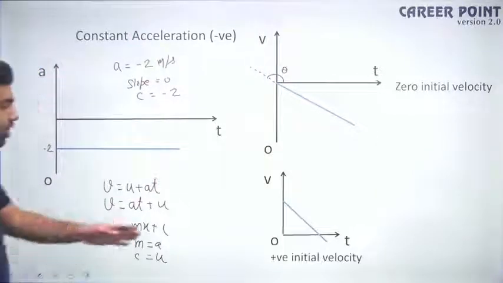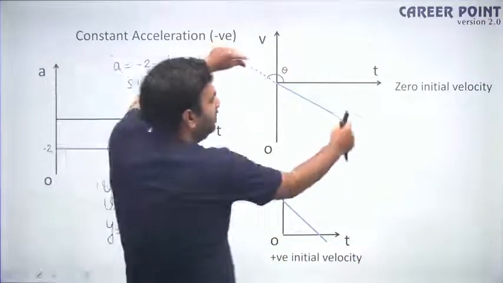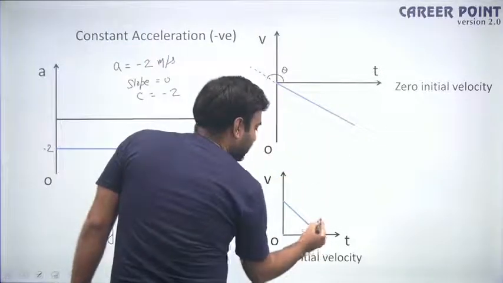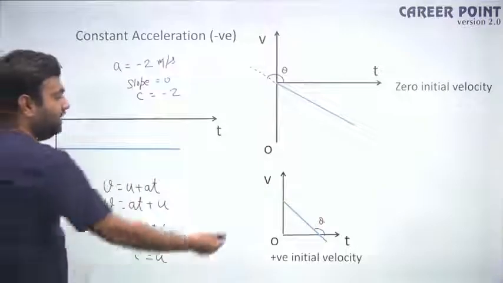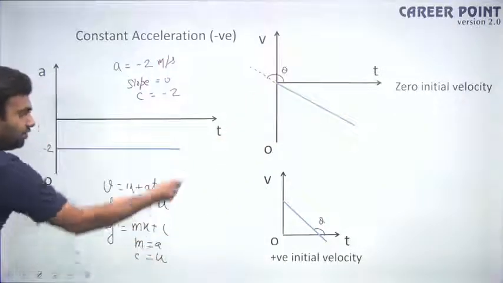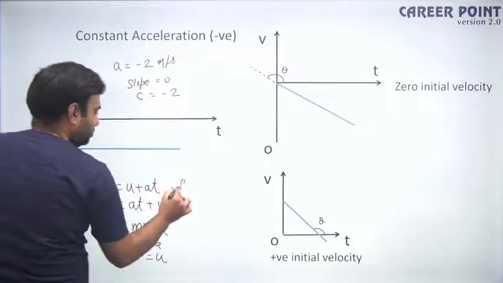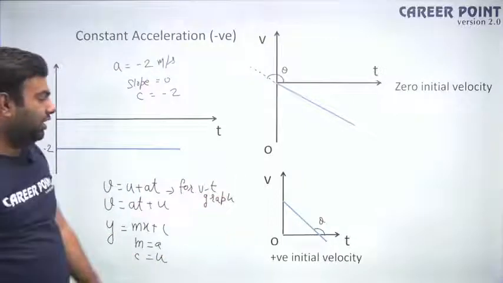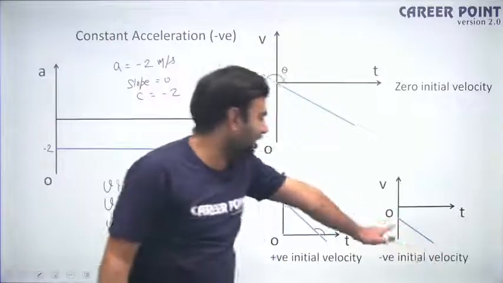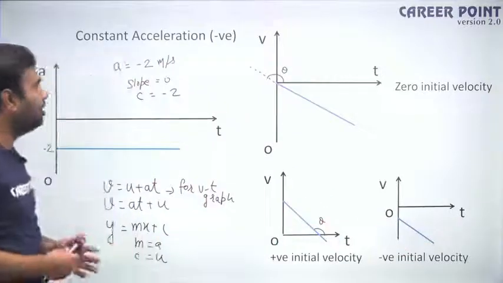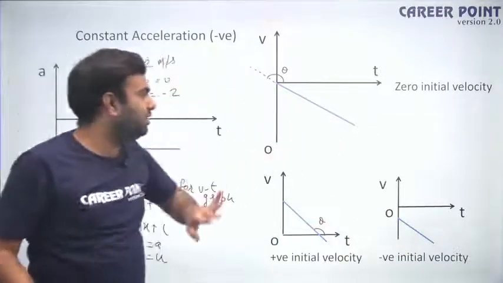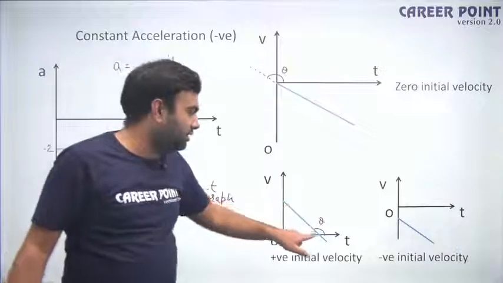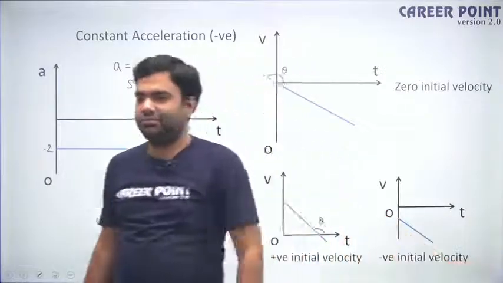Then for positive initial velocity, the graph will shift upward. The slope will remain the same, the angle from the time axis remains the same, but the y-intercept is now positive because c was the initial velocity in this case. This is the equation for the VT graph. Similarly, if we have negative initial velocity, the graph will start from here. As you can see, because acceleration is negative, velocity is continuously decreasing. If 0 is the initial velocity, it is continuously decreasing. If positive initial velocity is there, it is continuously decreasing. And if negative is there, again decreasing.